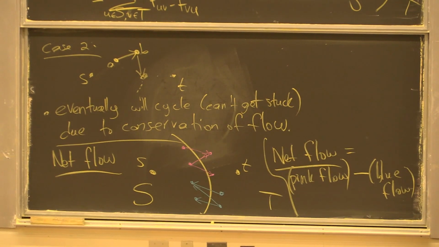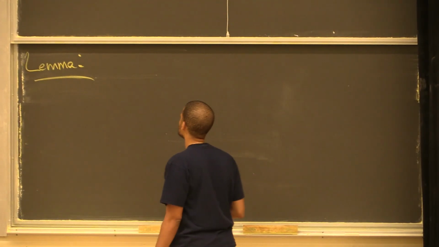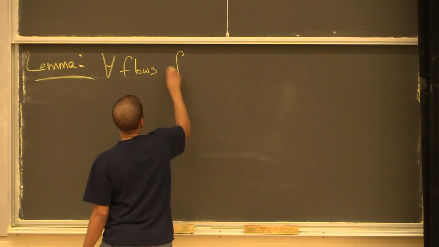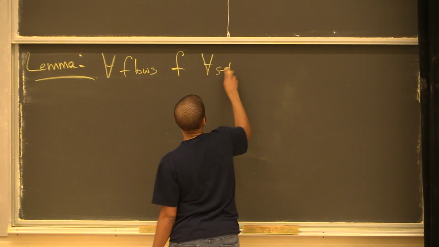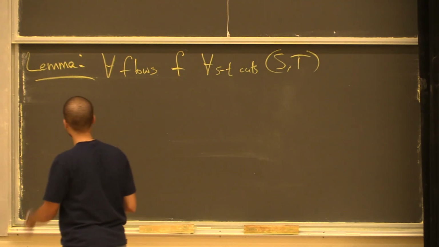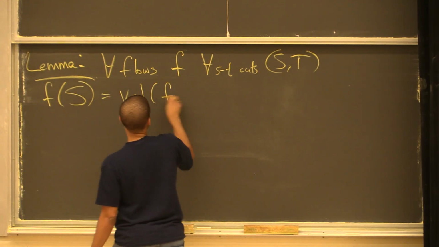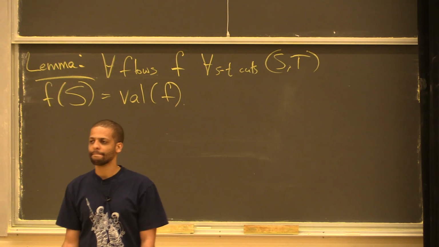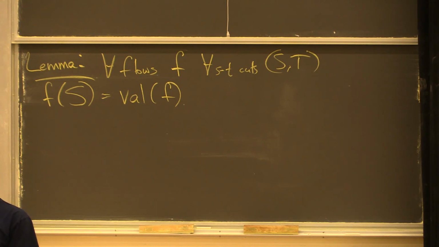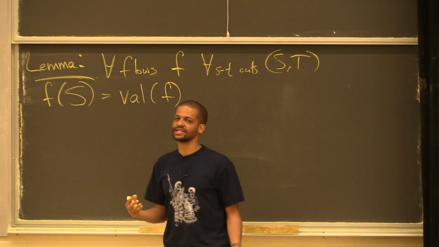So now my lemma, okay, is that for all flow vectors f and for all st cuts S, T, if you look at the net flow of S, that's just equal to the value of the flow. Okay? So when I defined the value of the flow, I said that it's the flow leaving S. But if this lemma is true, it also implies that it's the flow entering T.